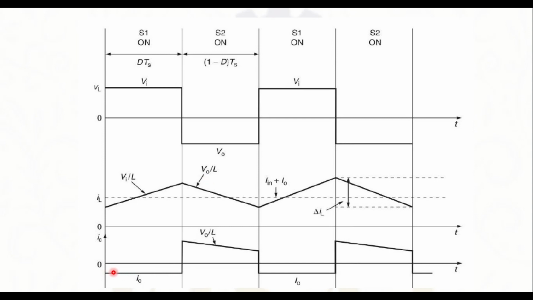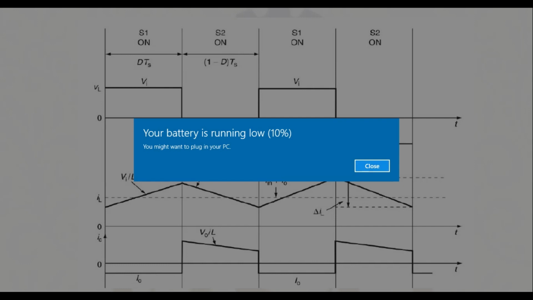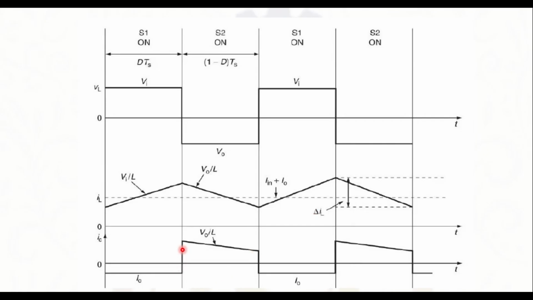During the initial time, there is no current through the capacitor, which is maintained like this. In the (1 minus D)·Ts time, it increases by a factor, then it starts decreasing, because the energy stored in the inductor is also decreasing.